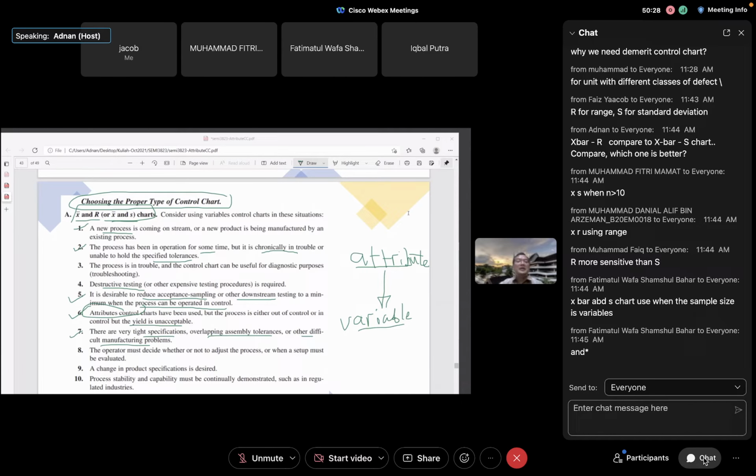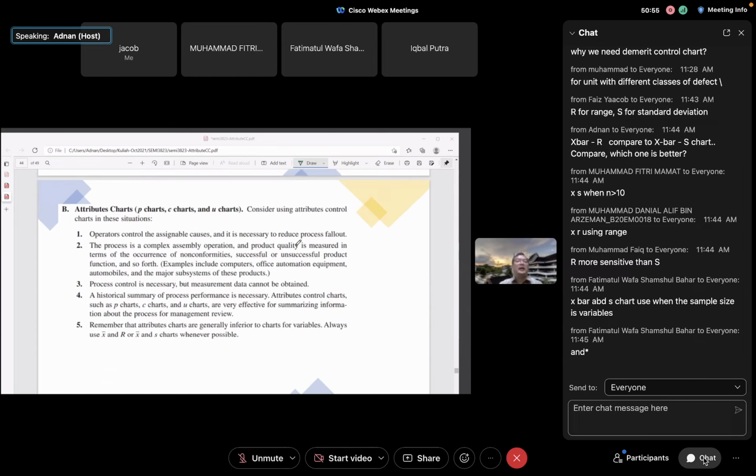As we say here, this variable control chart is for tight specification. For example, you know that this process requires very close monitoring. Use a variable control chart rather than an attribute control chart.